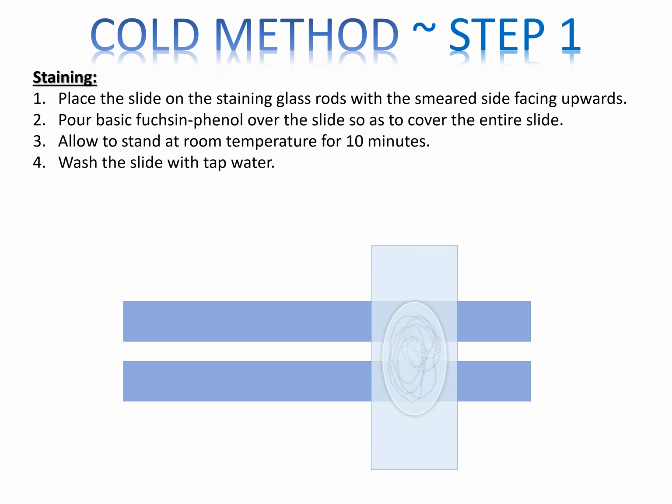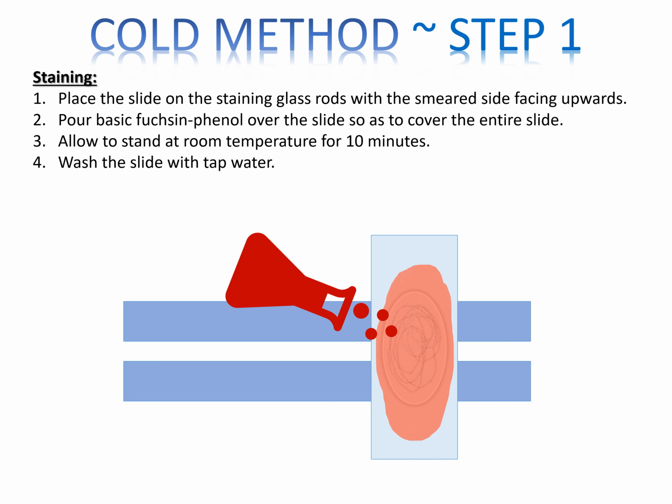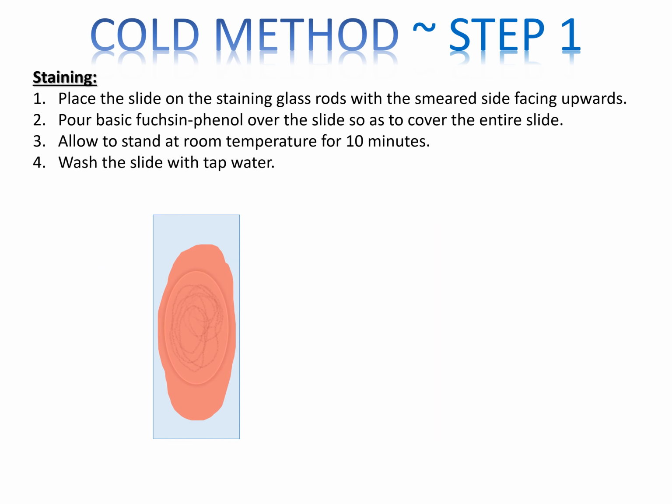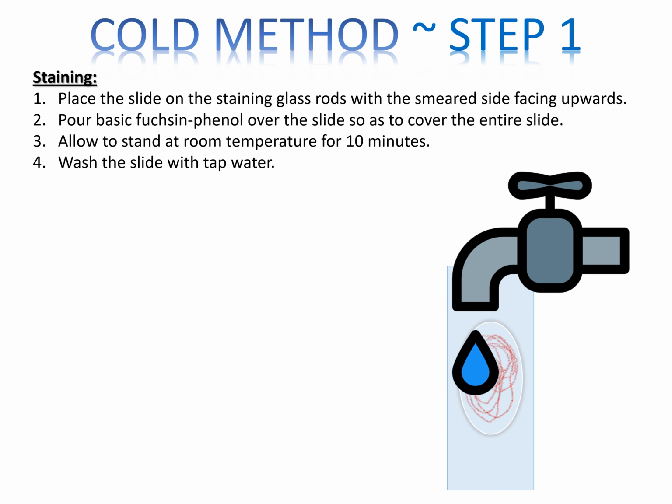Here comes the cold method, the two-step procedure, Gabbett's methylene blue method. Earlier we discussed the 4-step procedure, that is the Ziehl-Neelsen staining, the heat method. Now place the slide on the staining glass rods with the smear side facing upwards. Pour basic fuchsin phenol over the slide so as to cover the entire slide. Allow to stand at room temperature for 10 minutes. Wash the slide with tap water.